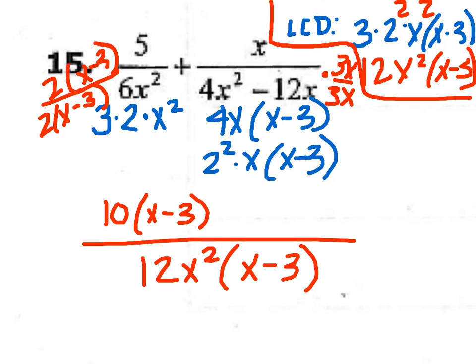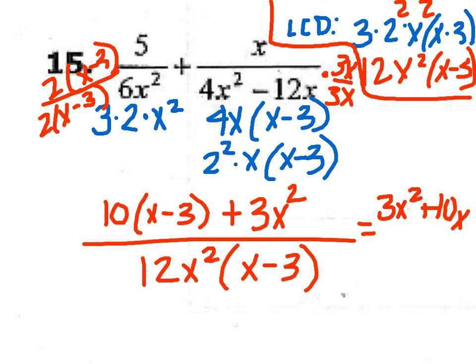So when I distribute and add our stuff together, I get 3x squared plus 10x minus 30. Sorry, I'm running out of room there. Over 12x squared times x minus 3.